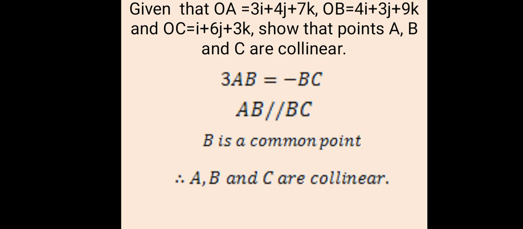Given that OA is equal to 3i plus 4j plus 7k, OB is equal to 4i plus 3j plus 9k, and OC is equal to i plus 6j plus 3k. Show that points A, B, and C are collinear.